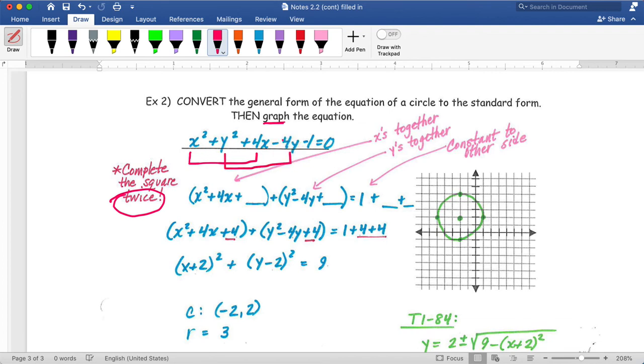You're going to put the y's together: y squared minus 4y plus something. And you're going to boot the constant to the other side. That's a rule of completing the square anyway. So I get this 1. Okay, that's where this 1 is coming from.